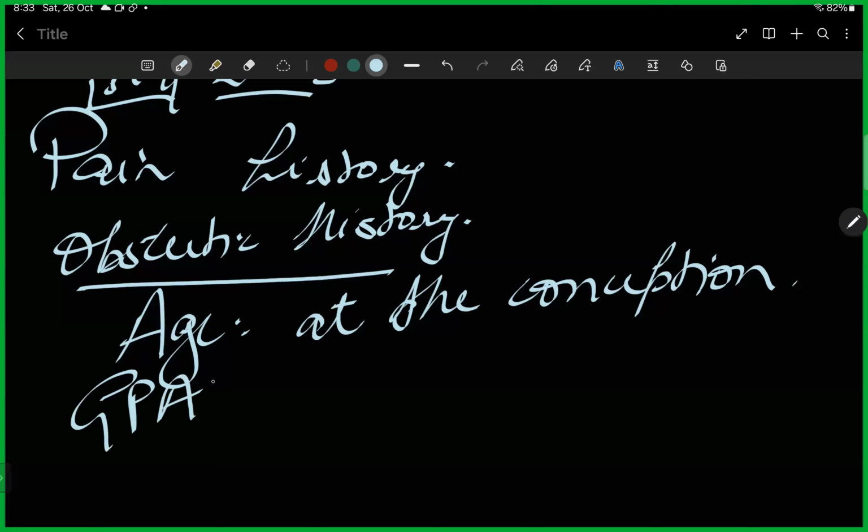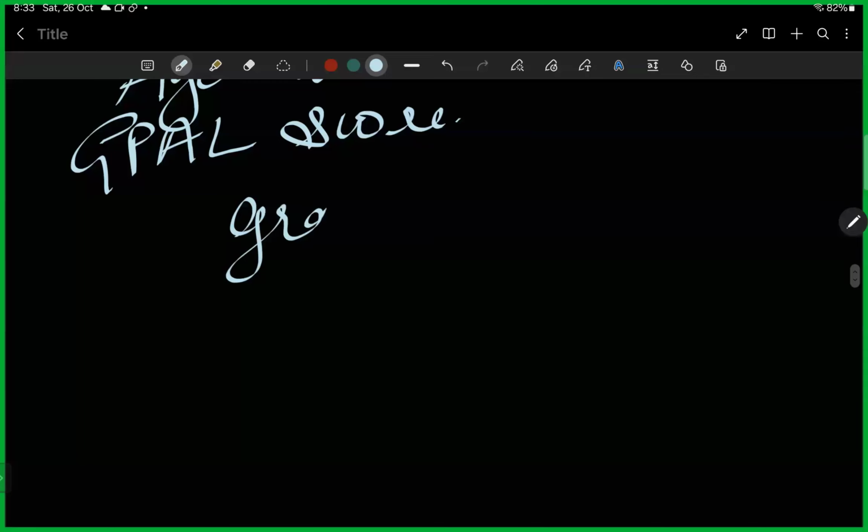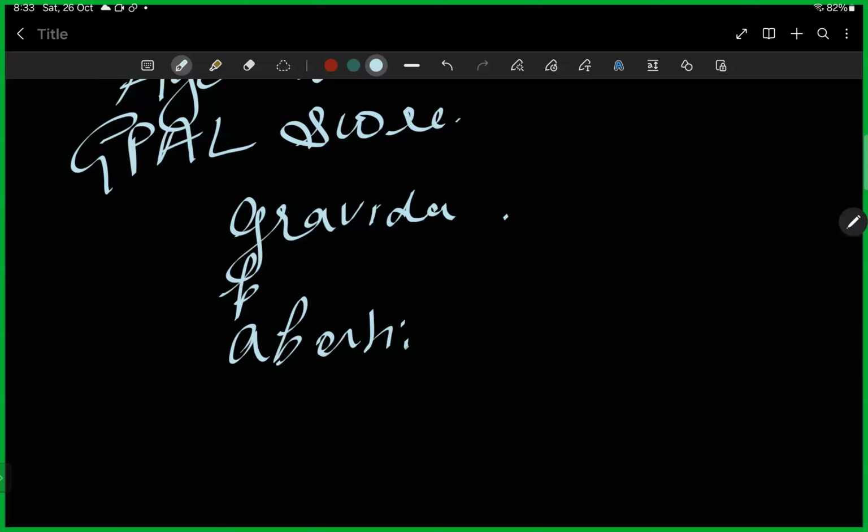Then the GPAL score. What do you mean by your GPAL score? Gravida and parity score, I guess. Yes, you're right. GPAL is a pregnancy outcome measure. G stands for gravida or gravidity, P stands for parity, the type of delivery, A stands for abortion, and L stands for live baby.